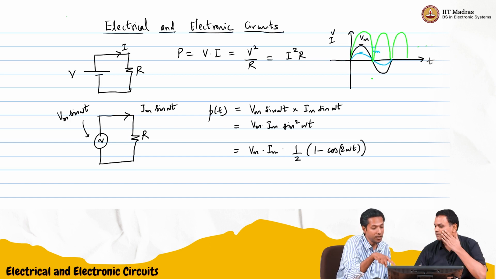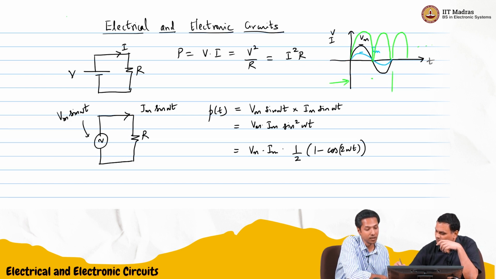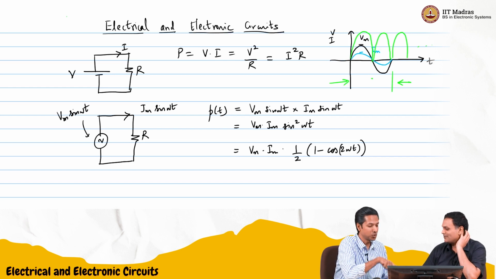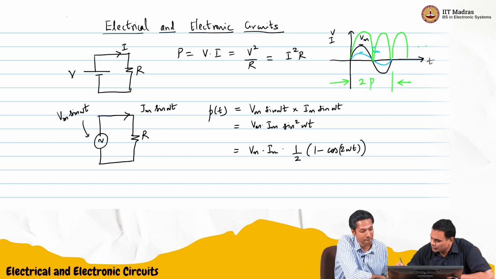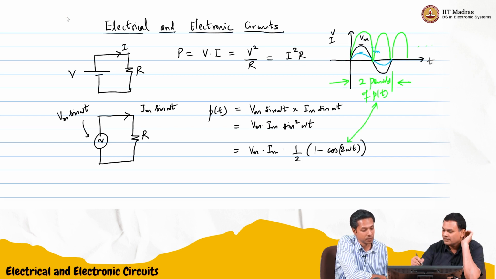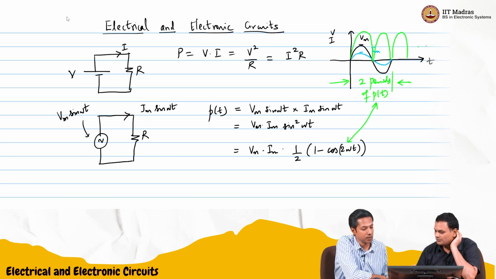So in one time period of input excitation, you seem to be getting two periods of the power. So this cos 2 omega t makes sense. So two periods of p of t. That's what you're saying, and this makes a lot of sense. So this is the instantaneous power.